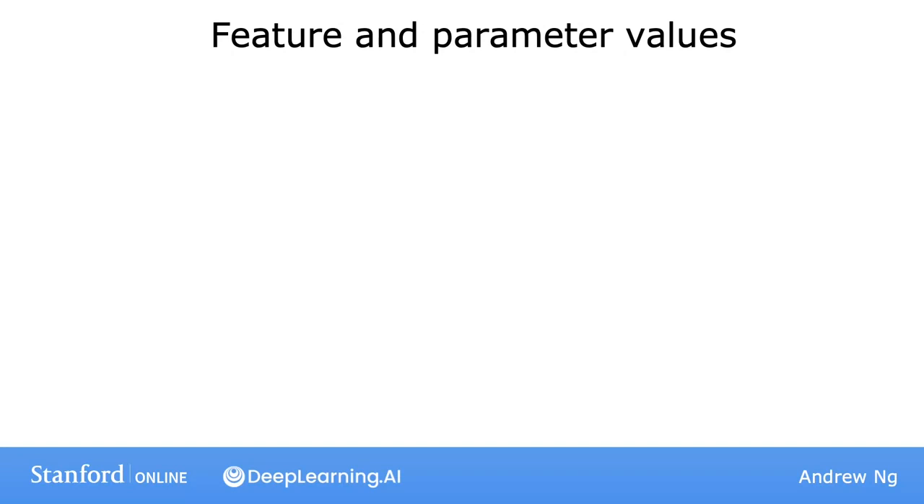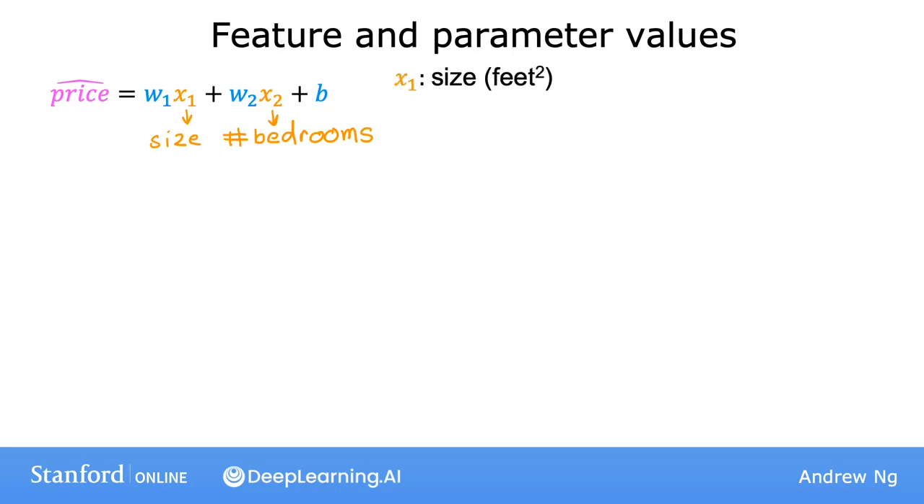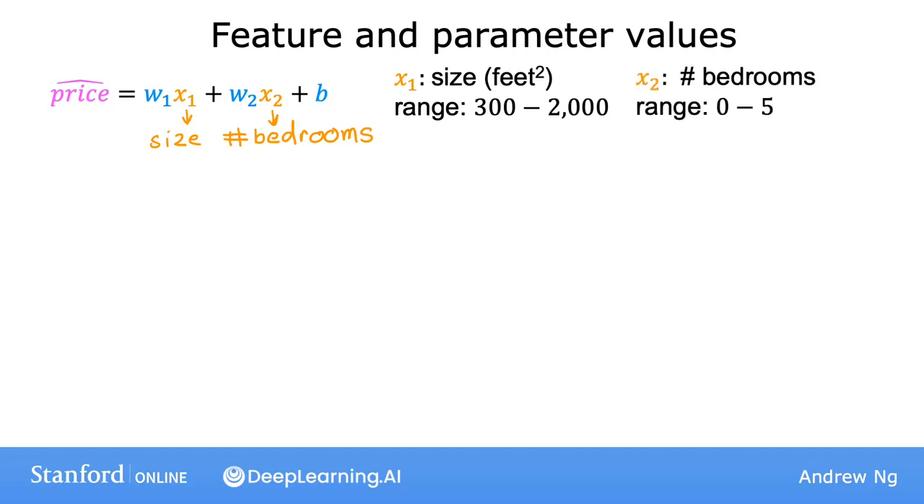As a concrete example, let's predict the price of a house using two features, x1, the size of the house, and x2, the number of bedrooms. Let's say that x1 typically ranges from 300 to 2,000 square feet, and x2 in the dataset ranges from 0 to 5 bedrooms. So for this example, x1 takes on a relatively large range of values, and x2 takes on a relatively small range of values.